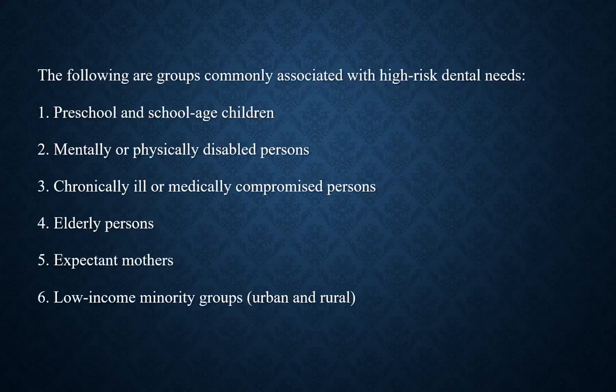If you are going to plan for high risk dental needs, what are the things that should be given priority? They are preschool and school age children, mentally or physically disabled persons, chronically ill or medically compromised persons, elderly persons, expectant mothers, and low income minority groups that are present in the urban and rural regions.